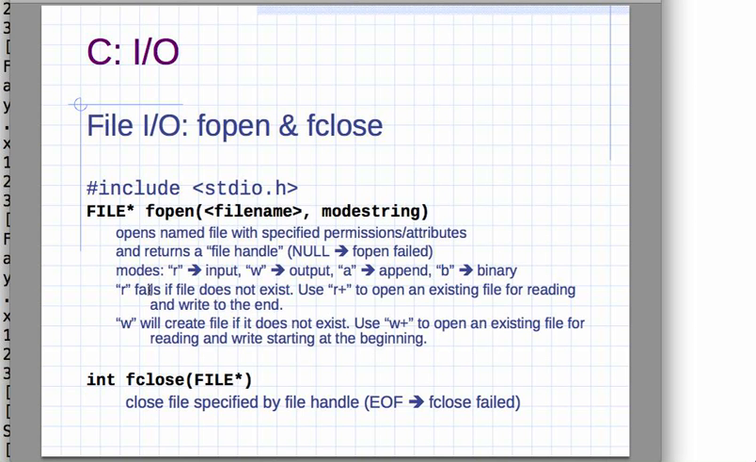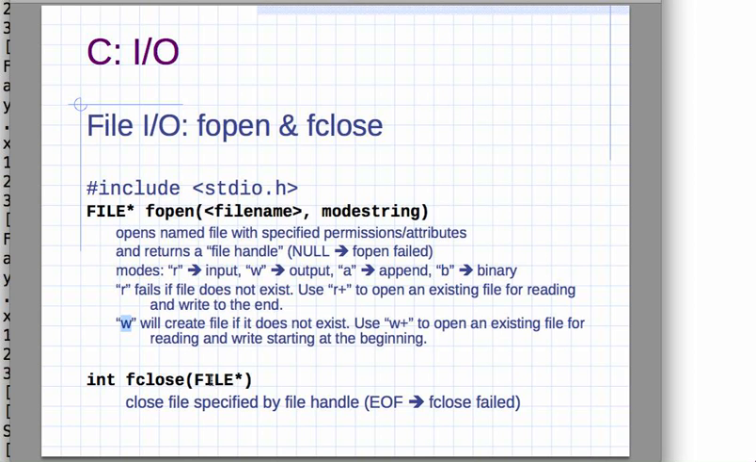We use the read mode, but there's also w for write for output, or a for append, b for binary, and so on, and you can combine them as well. If the file does not exist and you try to open it in read mode, fopen fails. If you want to open an existing file for reading and write to the end, use the string r+. If the file does not exist and you use w for the mode string, that means that if it doesn't exist, fopen can create the file. So there's slightly different behavior based on what mode you ask for.